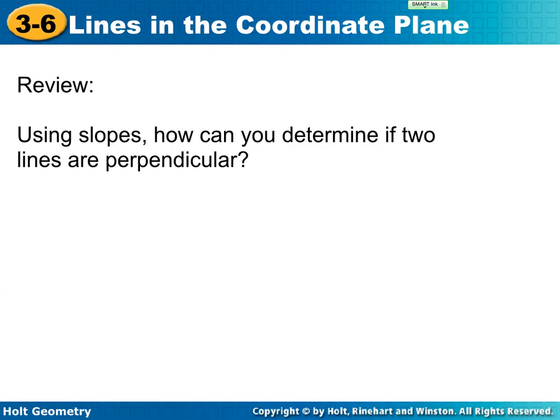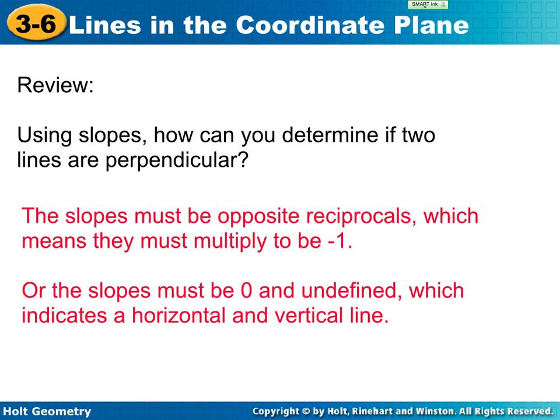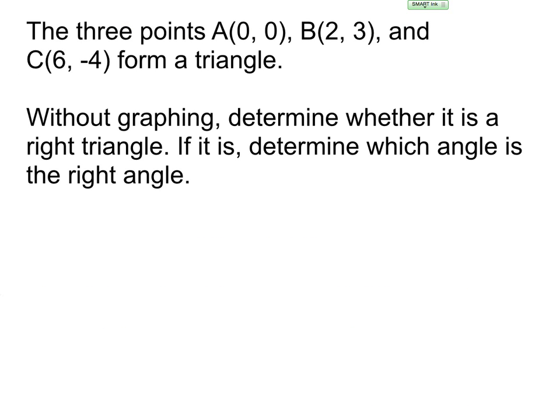Okay. And the last quick little idea is, how can you determine if two lines are perpendicular from slopes? We discussed that. Okay, they have to have opposite signs and reciprocals. And horizontal and vertical lines, remember, are perpendicular. This is one, I gave you two of these on your homework, where you have 3 points. They're going to form a triangle. You don't have to graph it, but you could. Without graphing, determine whether it's a right triangle or not.